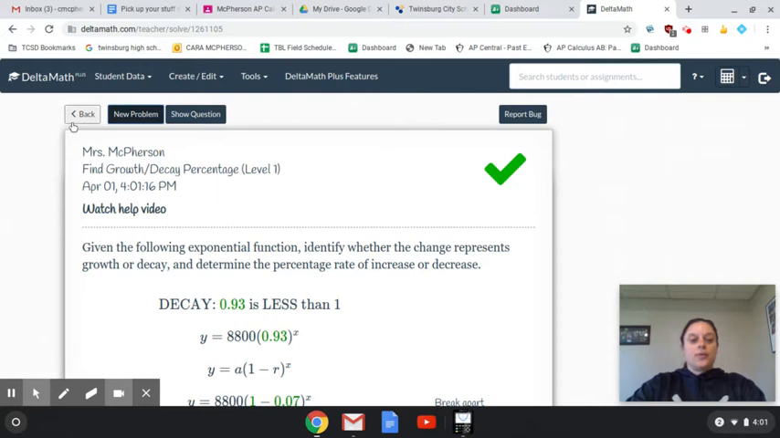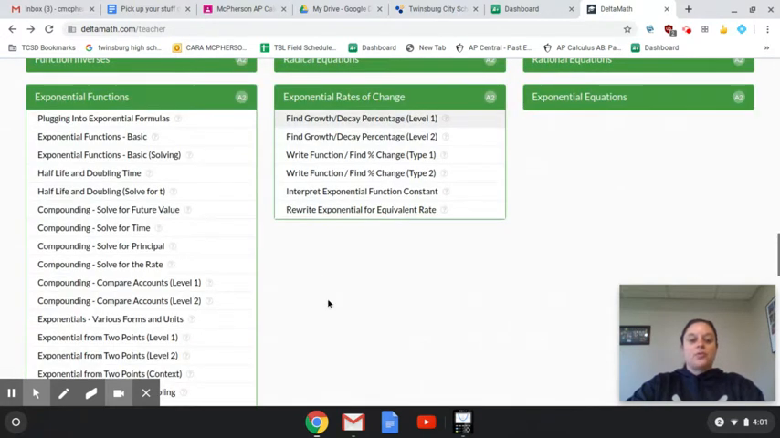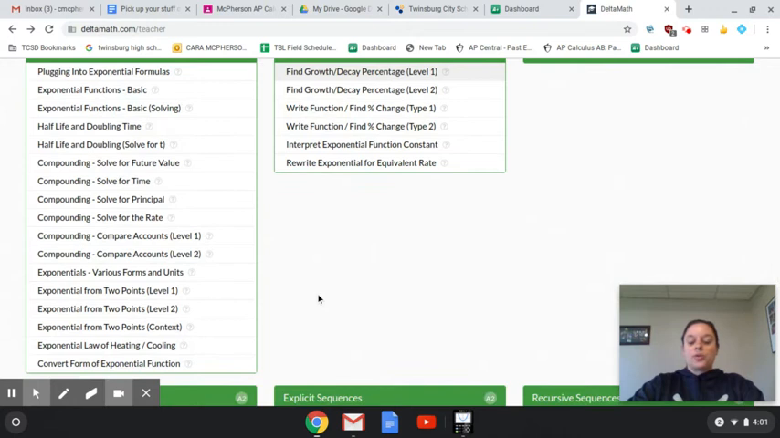Those are going to be the majority of the questions that I'm going to ask you. I'm going to ask you about what type is it. I'm going to ask you to do some basic solving ones. We're going to get into some of these more complicated things later, but right now that's what I want you to focus on. Can you identify whether it's growth or decay? Can you write these equations? And then can you use these equations to figure out an amount after a certain time period?